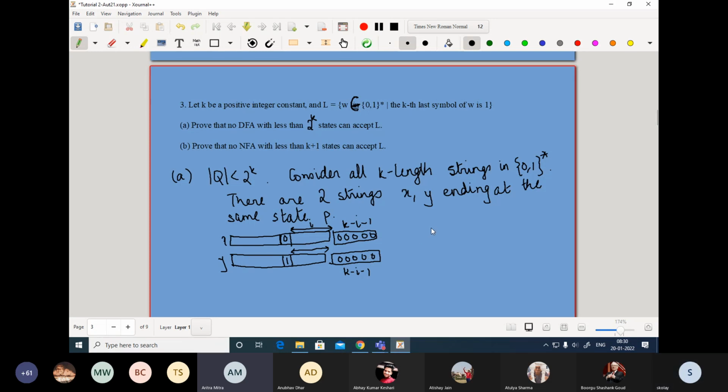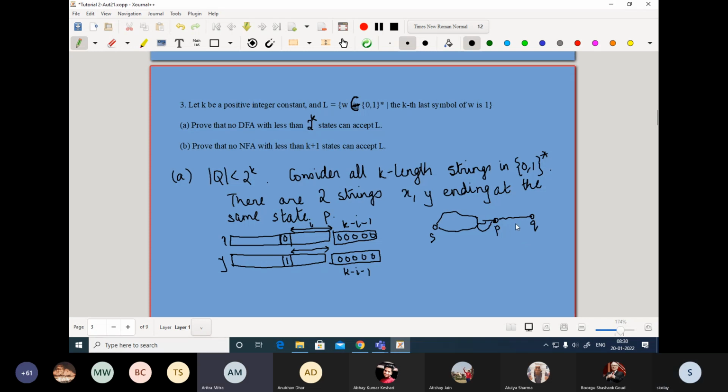Why? They were initially at the same state, let's say P. Suppose it was a DFA, and they took two different paths like this and reached P. And now we are just adding zeros. They are on the same path, and we are getting the same string 0 0 0 0. So they will reach the same state. Basically from P, if I take the same substring, then there is a unique path, so I will reach the same state, some Q.